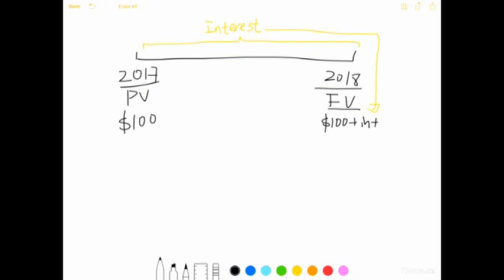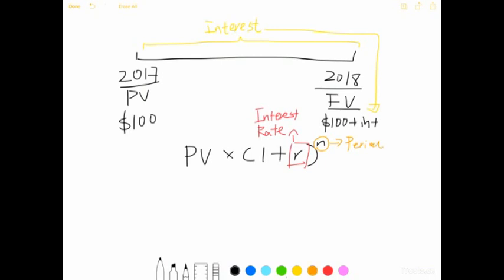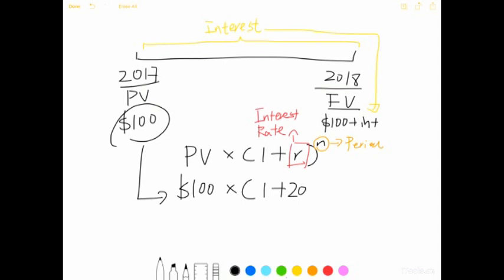So I'm simply going to use this equation to calculate the future value. That's PV times (1 plus R) to the power n. R is the interest rate, in this case 20%, right? And n is the period, in this case 1 year, which is 1 period. So clearly, if I use $100, which is my present value, times (1 plus 20%) to the power of 1, I should be able to get my future value.